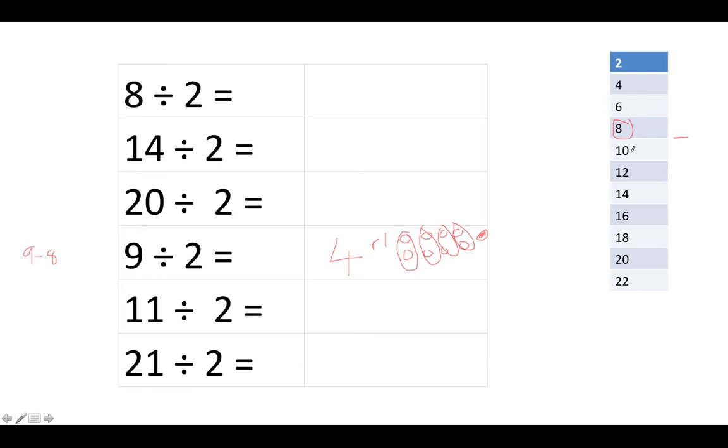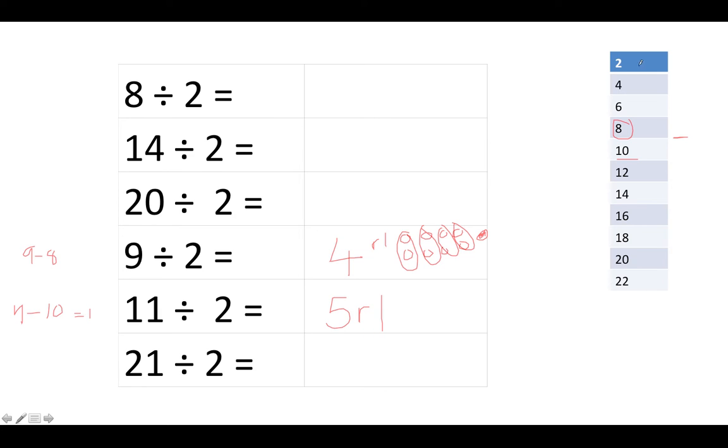So 2, 4, 6, 8, 10, 12. 11 is in between 10 and 12. So I can't use 11. I need the highest number without going over, which is 10. So I'm finding 10 divided by 2. 2, 4, 6, 8, 10. 1, 2, 3, 4, 5. 10 divided by 2 is 5. But I wanted 11, not 10. So I need to find the difference between 11 and 10. 11 take away 10 equals 1. So the remainder is 1. And if I draw 11 dots, I will find I can make 5 groups of 2 and there'll be 1 left over. So let's try the last one.